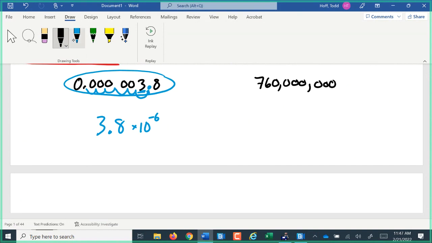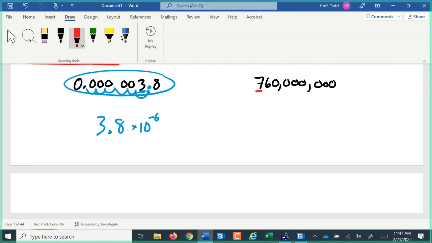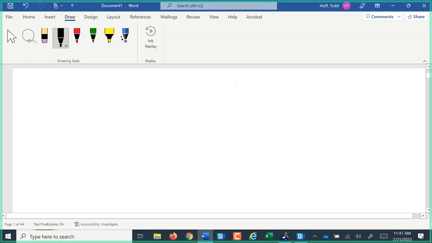A number like 760 million. Again, we find the first non-zero digit, which is the 7. The decimal point is going to go right after that. So it's going to be 7.6. And then we need to look at our power of 10 by seeing how far the decimal had to move. Now, there was no decimal point in this number, so that means it was at the end. Then we have to go 1, 2, 3, 4, 5, 6, 7, 8 spots. Put in 10 to the 8th. That was a large number, so that's going to be 10 to the positive 8.